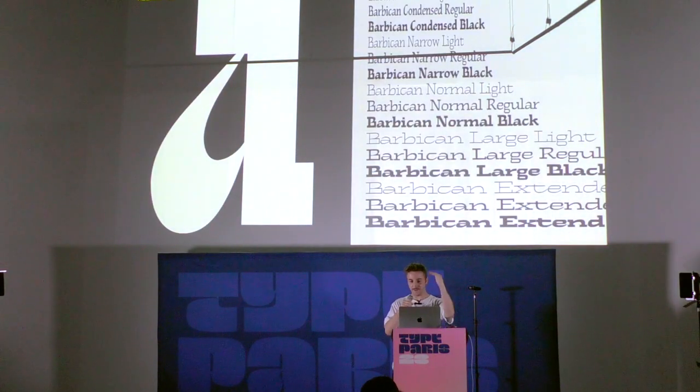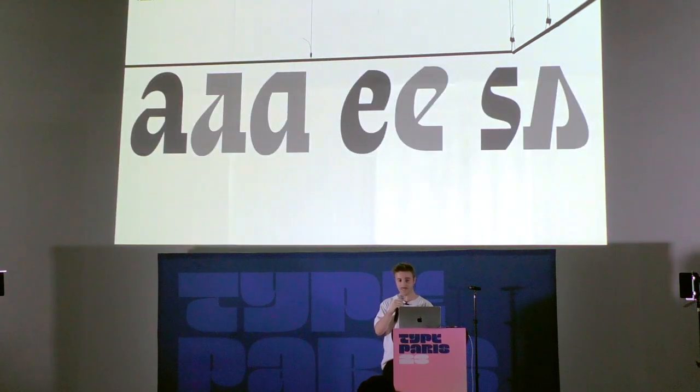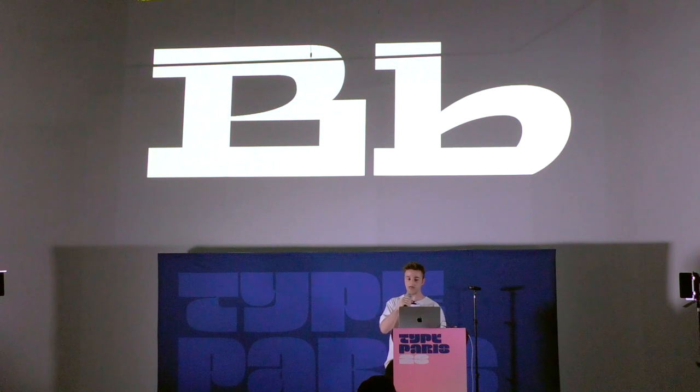This is all the families, from condensed light until the Barbican extended extra black. These are some features: there are some alternates, three different A's, one different E and some different S as well. Some cool glyphs to play with. And you can imagine now how we can use it on the Barbican, for the communication.